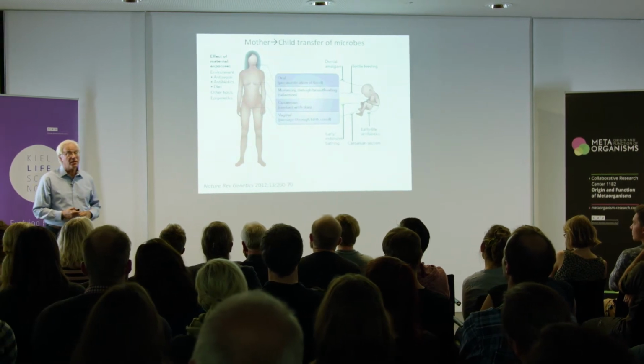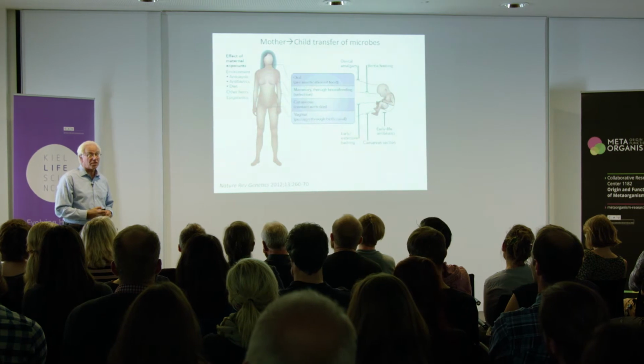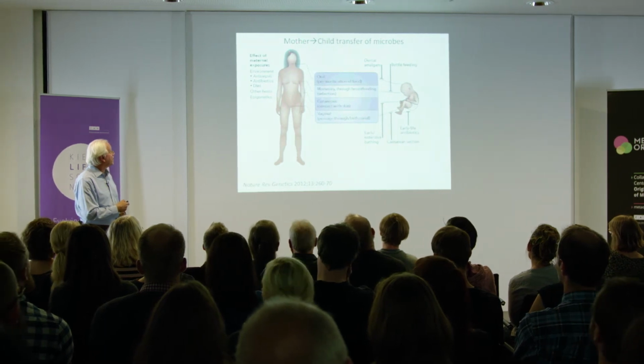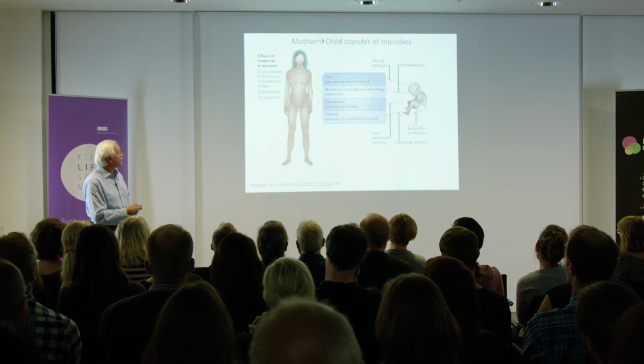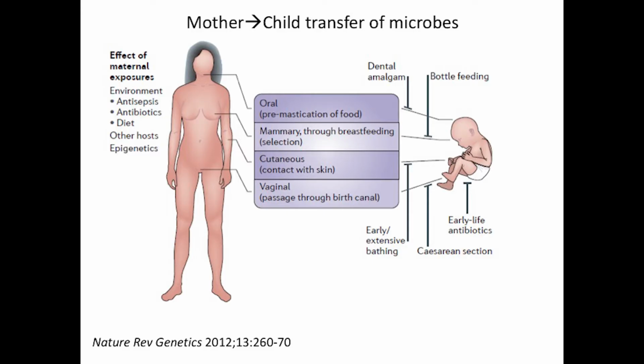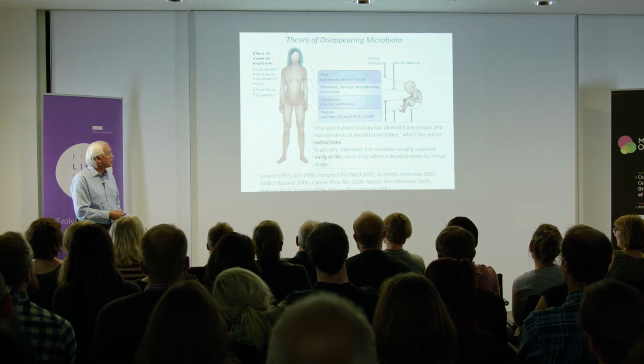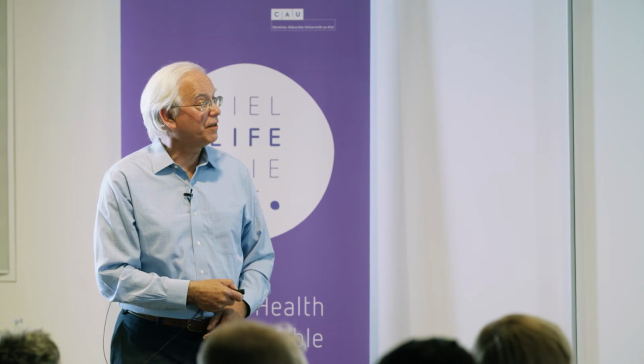So I want to come back to this issue of vertical transmission of the microbiota. Maria Gloria Dominguez is going to talk about it at length, but just to remind you that humans, like other mammals, have many redundant pathways for the transmission of microbes from one generation to the other, but we are interfering with it with such things as cesarean section, early bathing, bottle feeding, and of course, early life antibiotics. It was on the basis of these kinds of issues that over the years we've developed an idea called the theory of the disappearing microbiota, which has two major tenets: that changed human ecology has altered transmission and maintenance of ancestral microbes, which has led to extinctions, and that especially important are microbes usually acquired early in life, since they affect a developmentally critical stage.